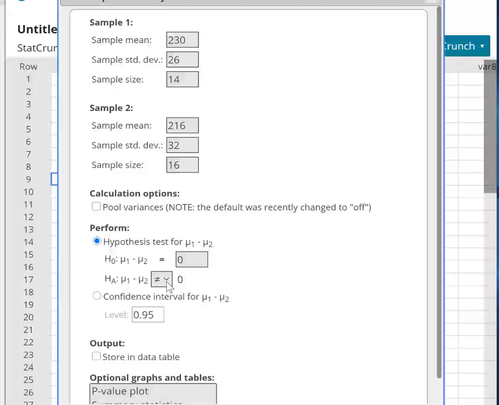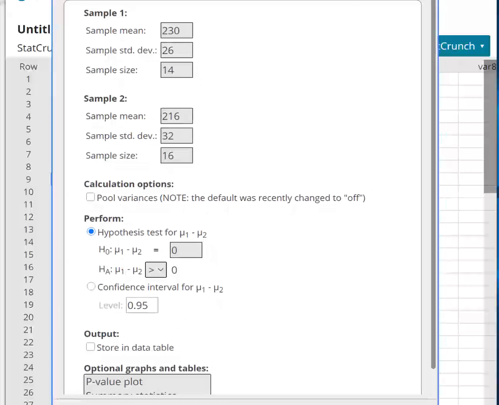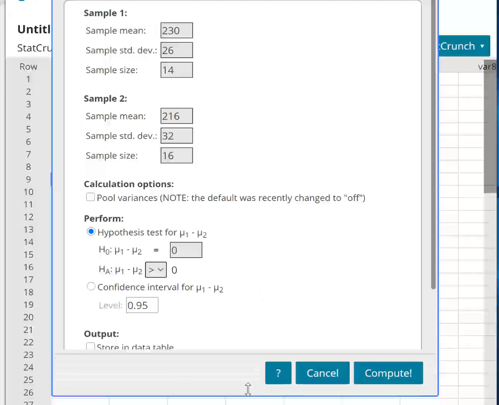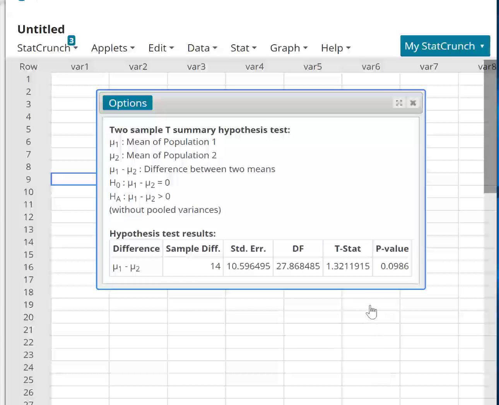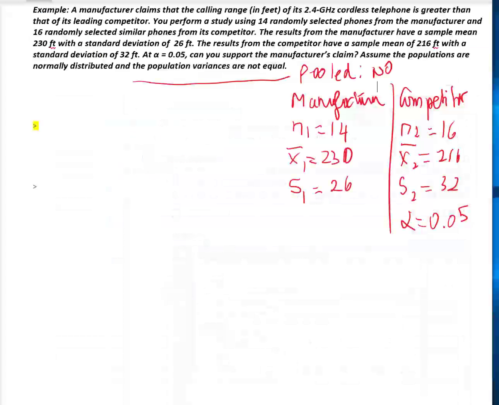Okay, what are we testing? We're testing if mu1 is bigger than mu2, just the greater sign, and that's all you have to do, and hit compute. Probably don't see the compute at the bottom. Here you go, compute, and that's all I need. You see the test statistic T is 1.321, and the p-value is 0.0986, and that's all I need from Statcrunch.